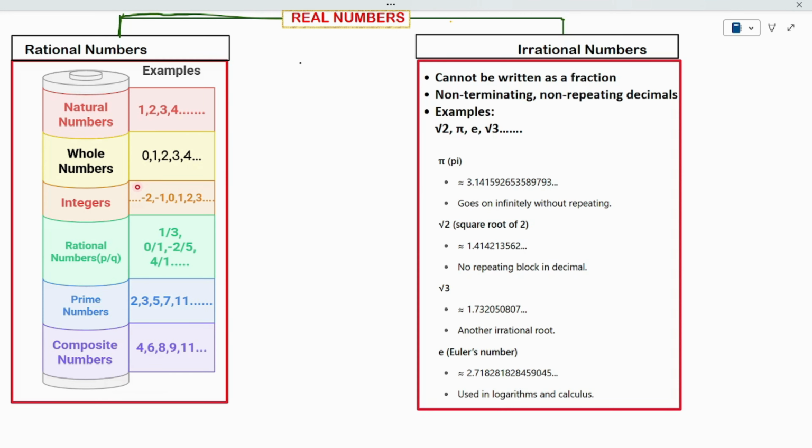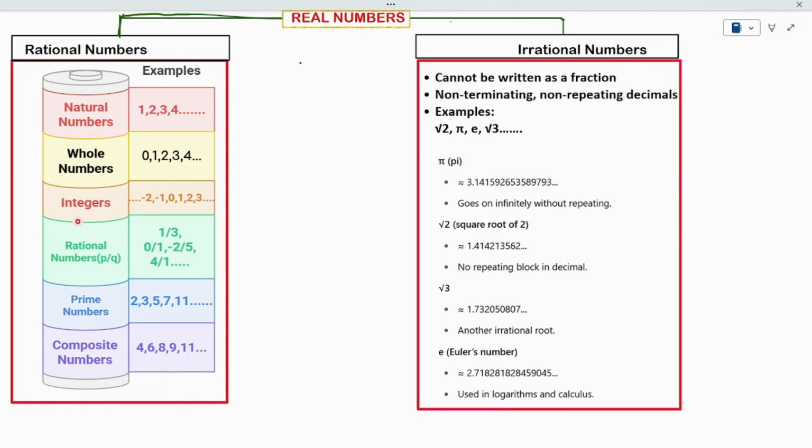Whole numbers. What is a whole number? If 0 is added to the natural numbers, then it becomes whole numbers. See here, the whole numbers are 0, 1, 2, 3, 4 and so on. Which means in the whole numbers, we are just adding 0 to the natural numbers. 1, 2, 3, 4 and so on are the natural numbers, and we are just adding 0 to them, so they become whole numbers.